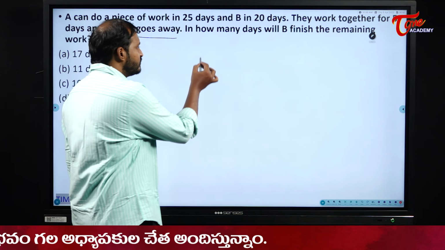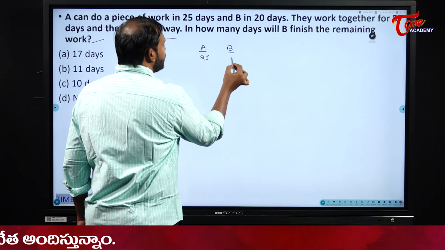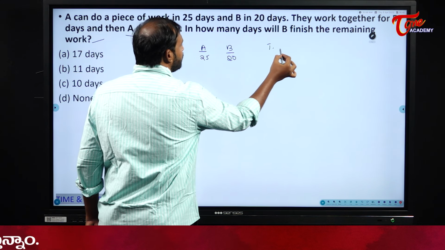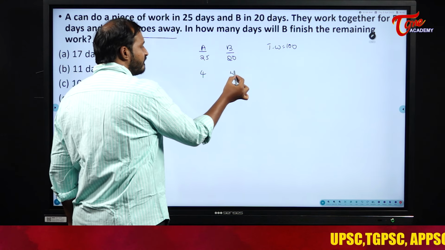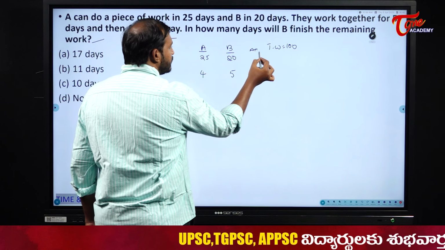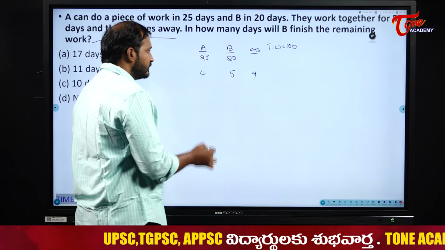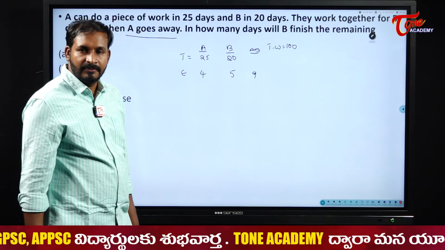See here, students, as usual, A can do the job in 25 days. B can do the job in 20 days. So total work will become what for me here? 100. What is the efficiency of A? 4. What is the efficiency of B here? 5. What is their combined efficiency? Their combined efficiency is 9. These are the times taken and these are the efficiencies of A, B and AB together.